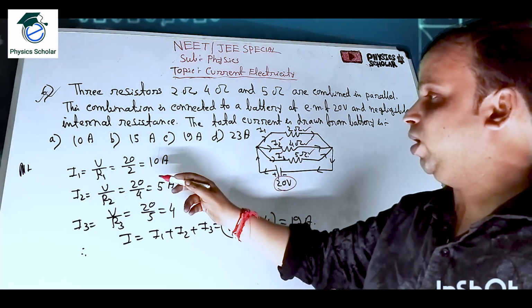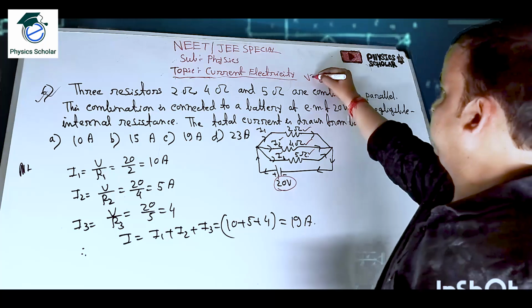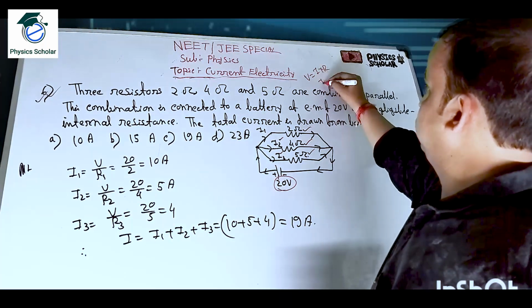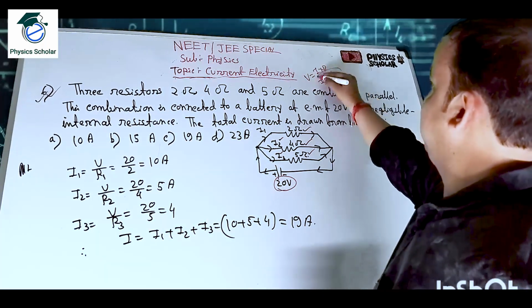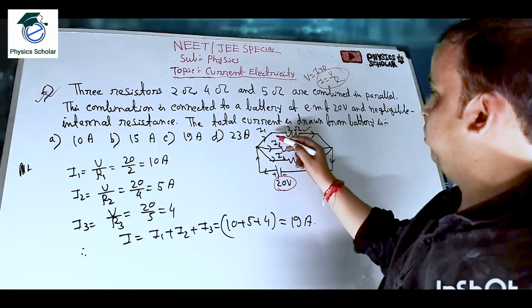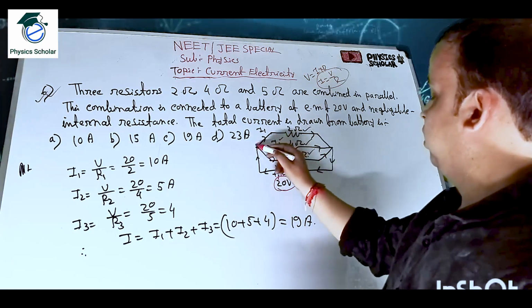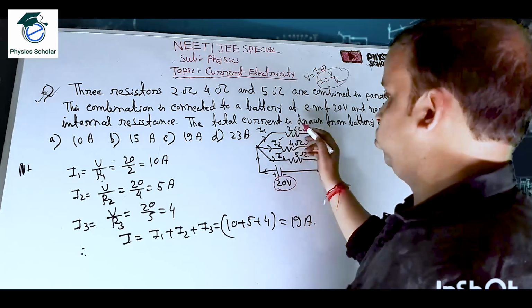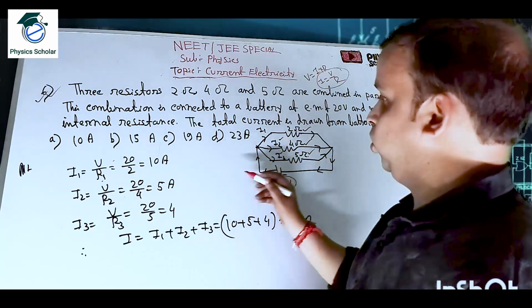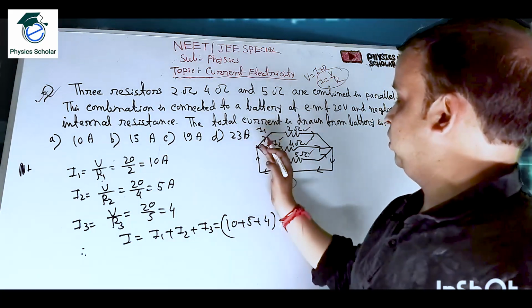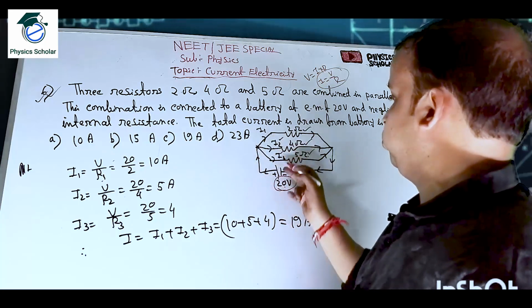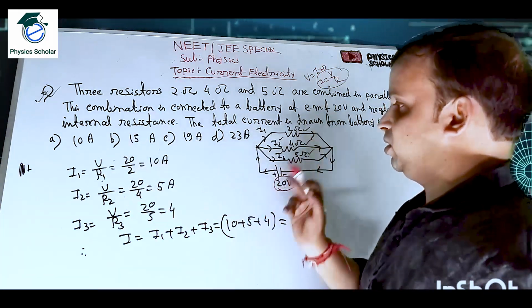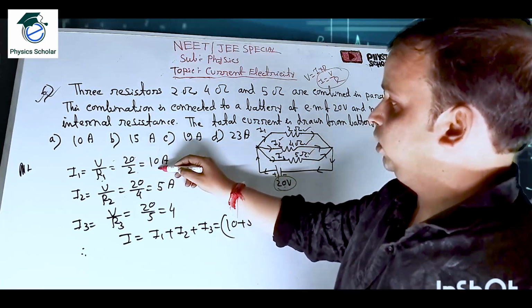So from Ohm's law, what we know? V is equal to I into R, so I is equal to V by R. This is the formula. Now I1 is equal to V by R1, where V is the voltage or EMF of the battery. R1 means 2, and V is 20 volt. As it is a parallel combination, 20 will be common for all the resistances. So 20 by 2 is equal to 10 ampere.